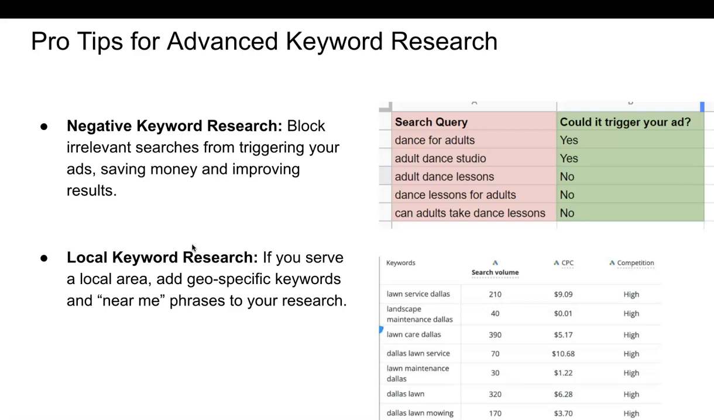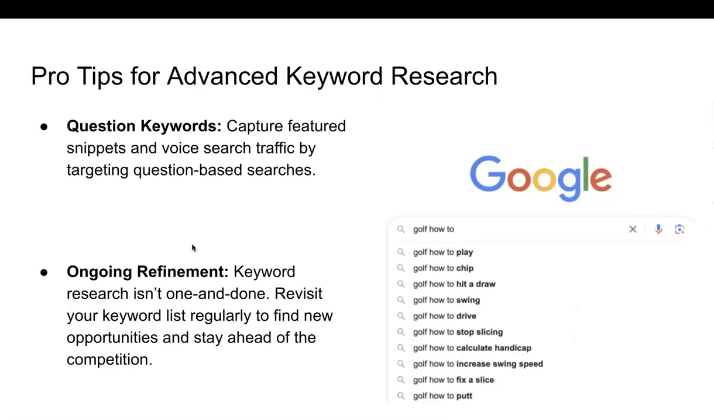You can also do question keywords, which are meant to capture featured snippets and voice search traffic by targeting question-based searches. And then we also have ongoing keyword research, which isn't just one and done. You want to be refining and revisiting your keyword list regularly to find new opportunities and stay ahead of the competition.